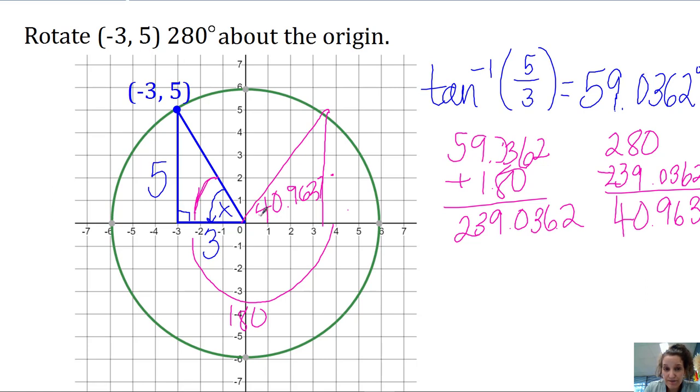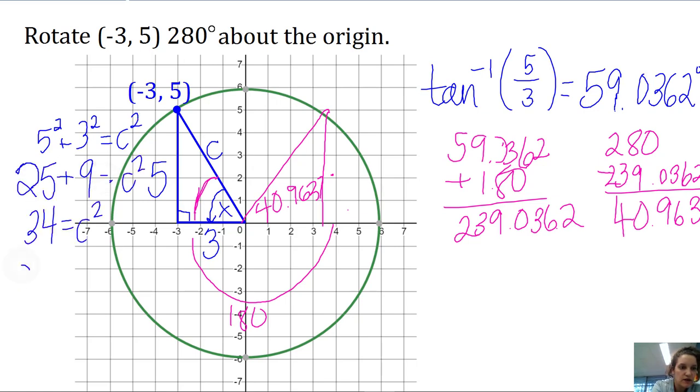Well, I know an angle. I don't know a side, except for the fact that this is a circle. The length of the radius in a circle is going to be consistent. So this hypotenuse of the blue triangle is going to be the same as the hypotenuse of this pink triangle over here. So I can do the Pythagorean theorem on this blue triangle to get the length of the hypotenuse, which I'll call c. 5 squared plus 3 squared equals c squared. 25 plus 9 is 34, so c is the square root of 34.